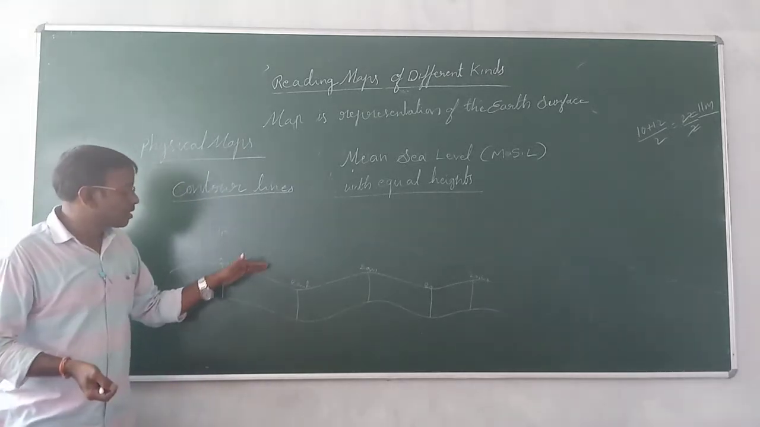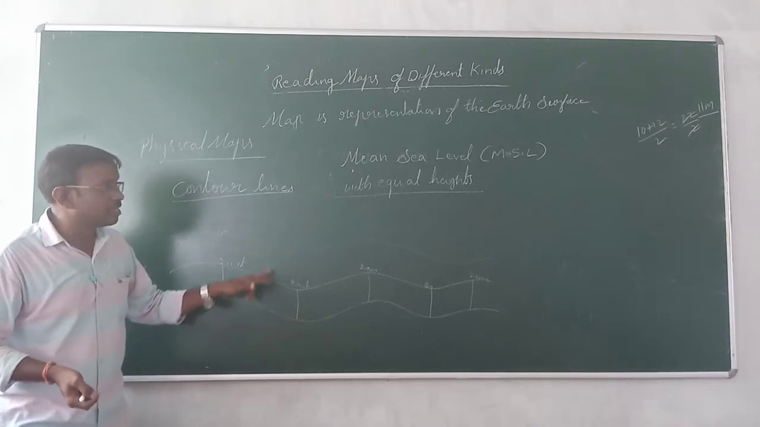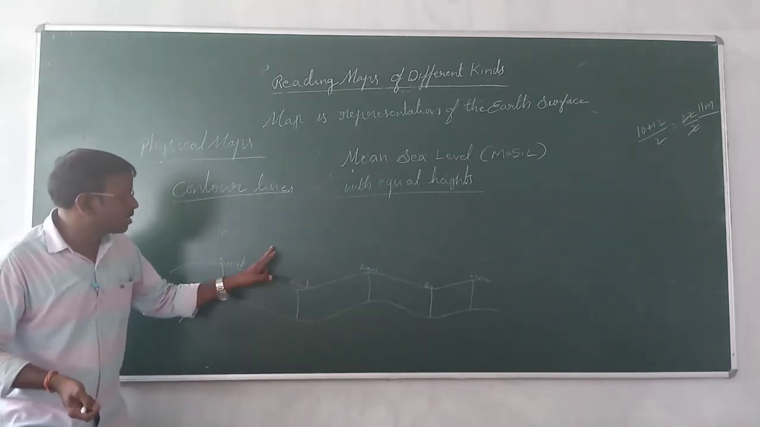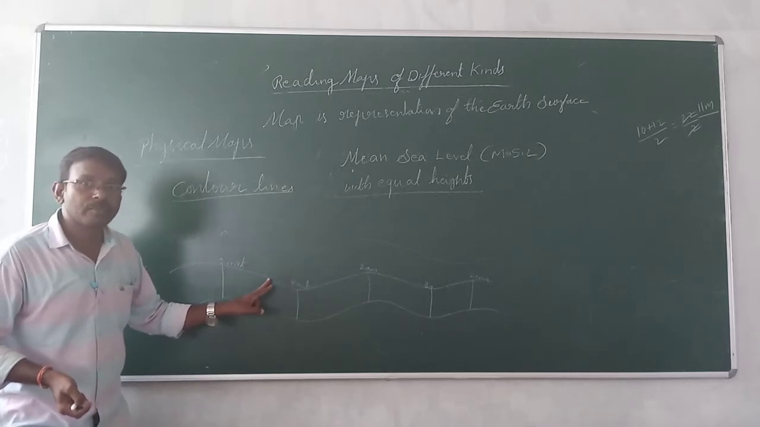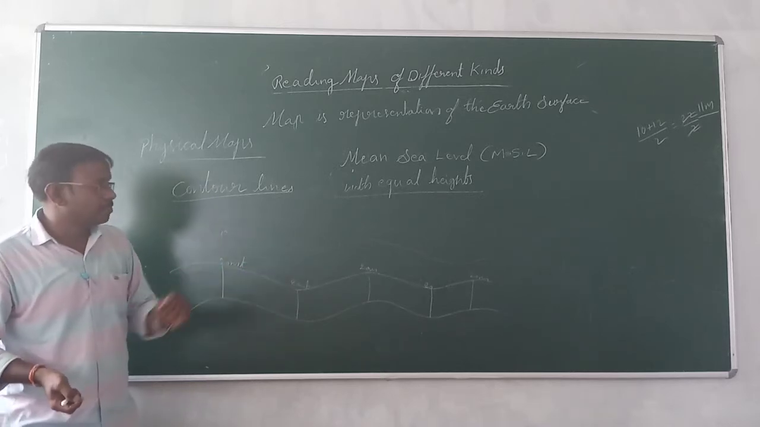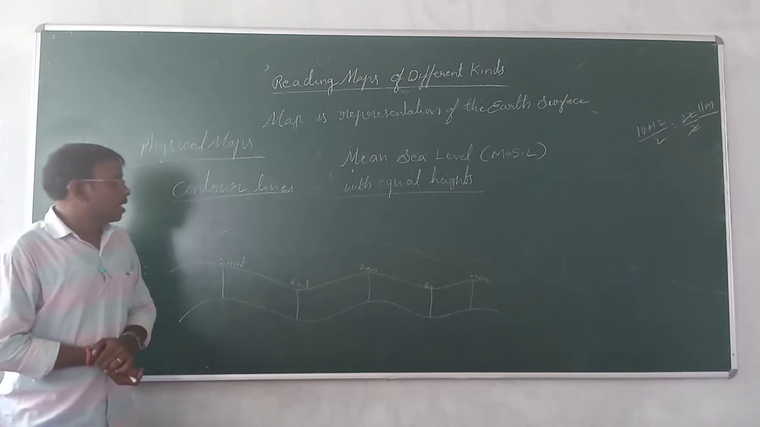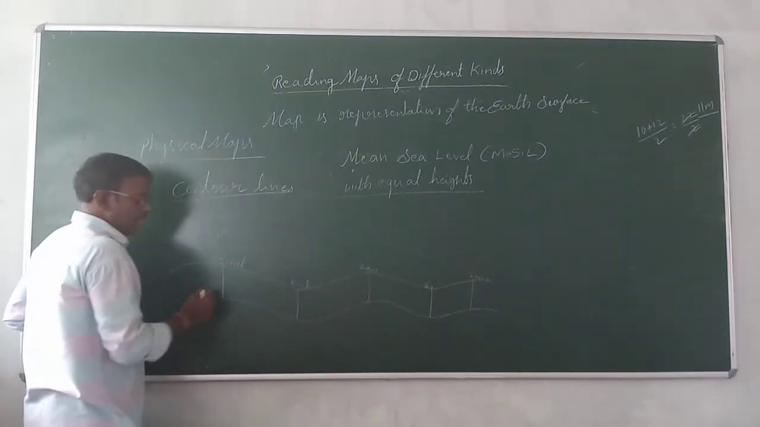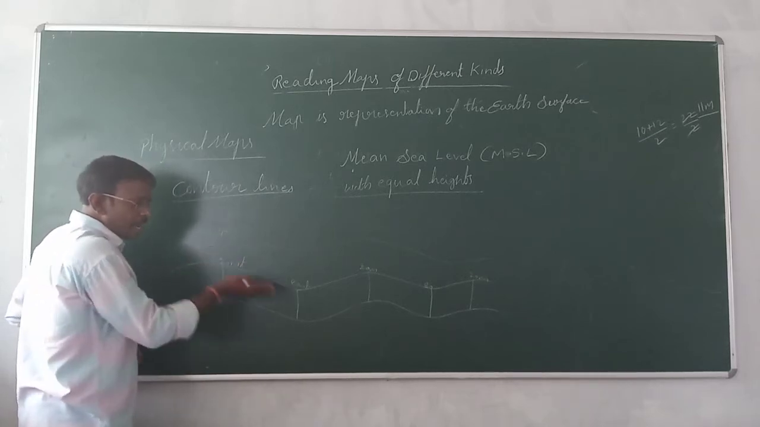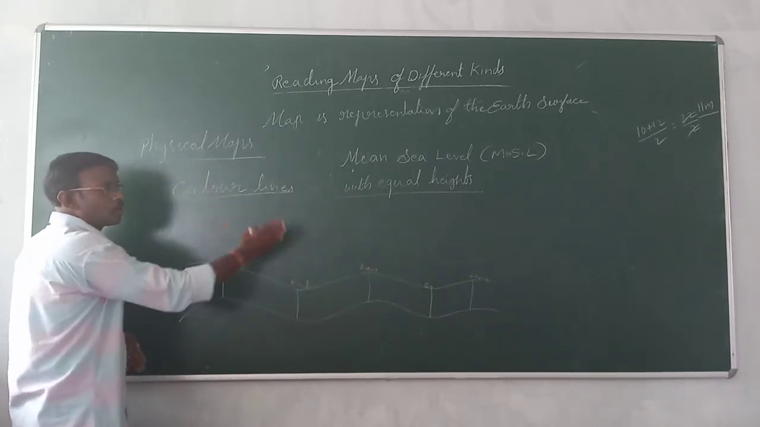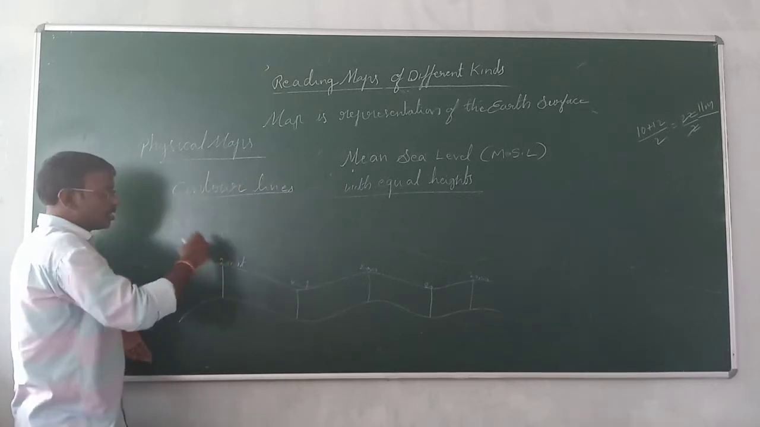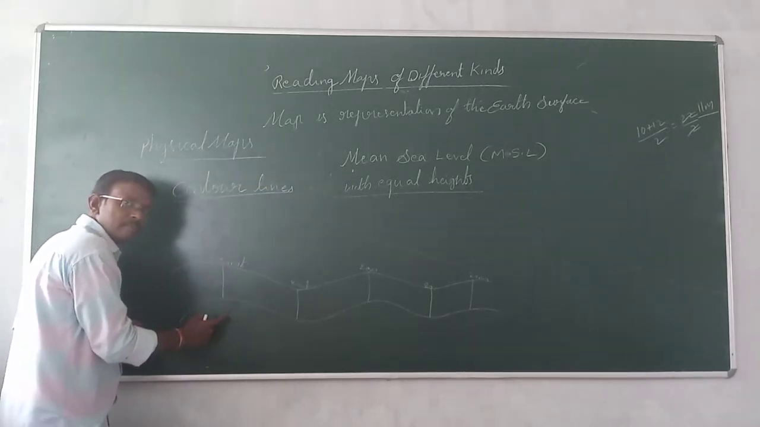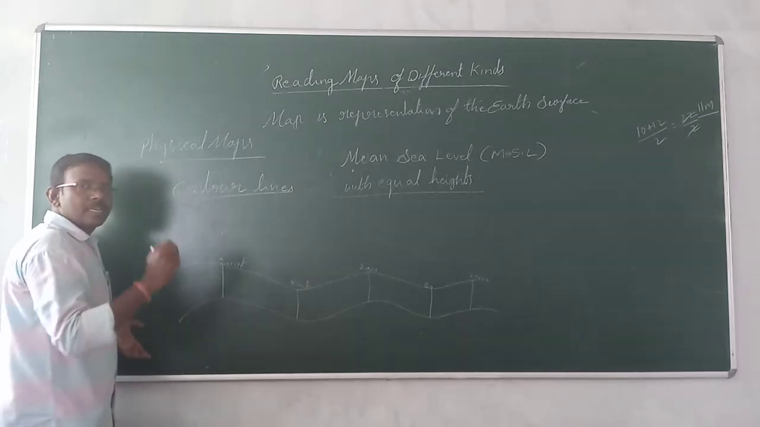The contour lines will not cut each other, they will not touch each other. Have you observed? That is the second point. Then next, the shape of the contour lines depends on landform. How the landform is, in the same way contour lines also will be there, ups and downs. The shape of the contour lines depends on landform. Understood? That is the third point.